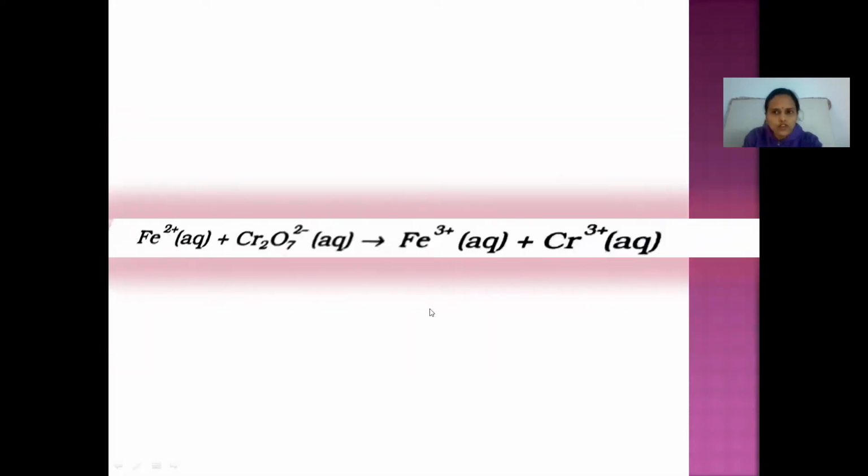Look at this question. This is the question we need to balance. Fe in +2 state reacts with Cr2O7 2 minus to give Fe in +3 state plus Cr in +3 state. You need to balance this equation by ion electron method or half reaction method in acid medium. I'll show you how to do it on the board. Pay attention.